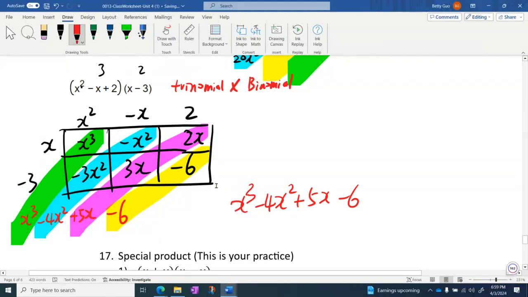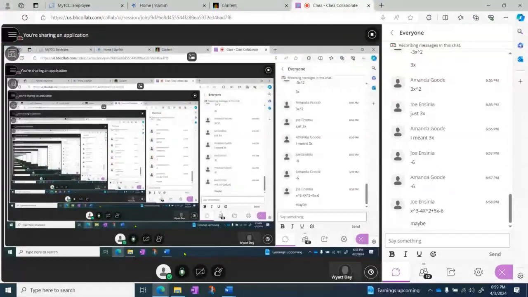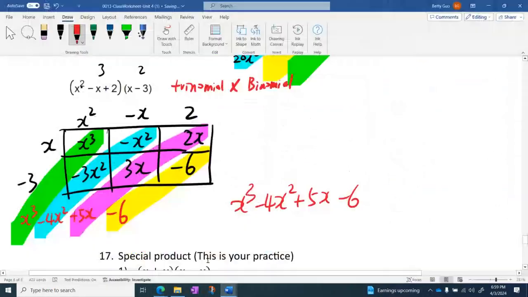Do you like the box method? I really like it. Once I know this method, I'm not using other methods. Maybe. Very good. Thank you, Joe.